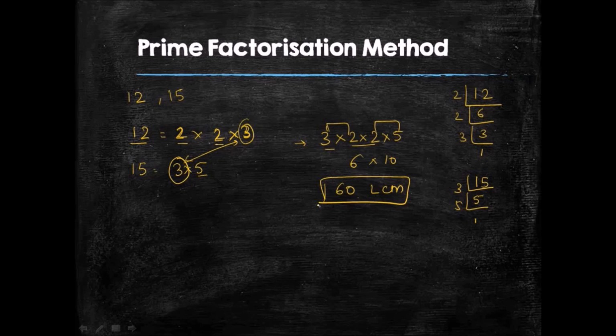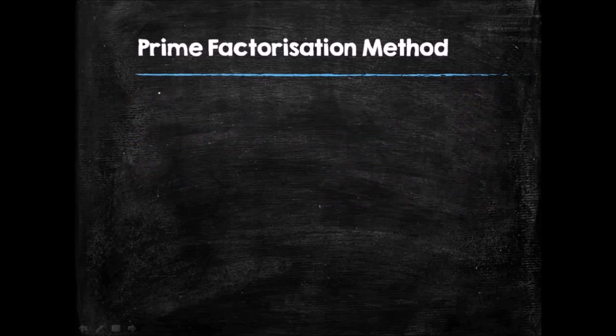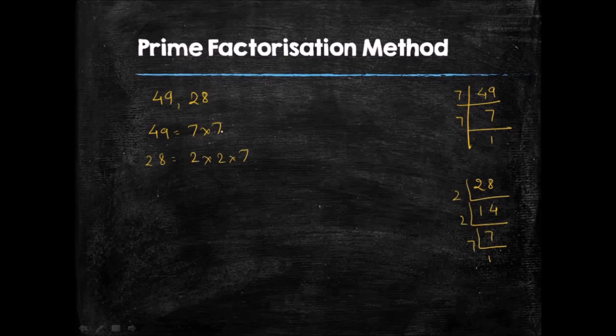So should I take one more example? Let's take an example, 49 and 28. I have to find out the LCM of 49 and 28. So the prime factorization of 49 would be 7 into 7, and the prime factorization of 28 would be 2 into 2 into 7. I have to look for the common factors and I have to write them once.